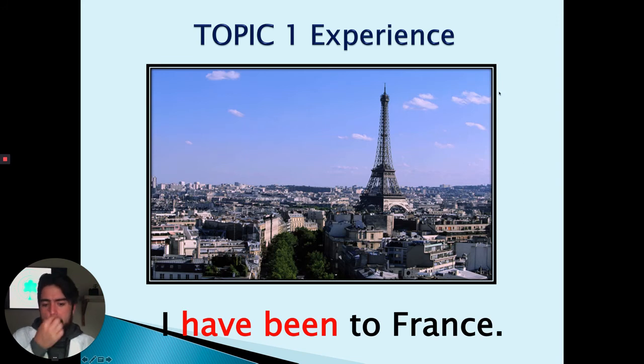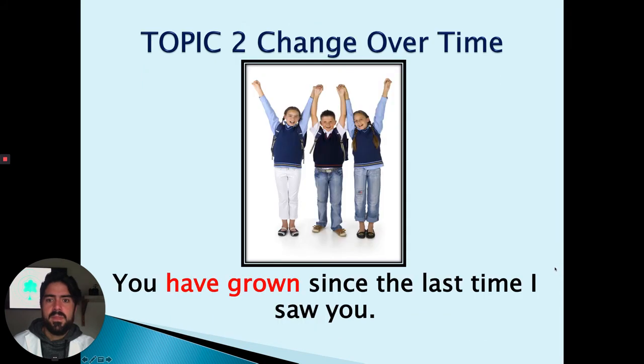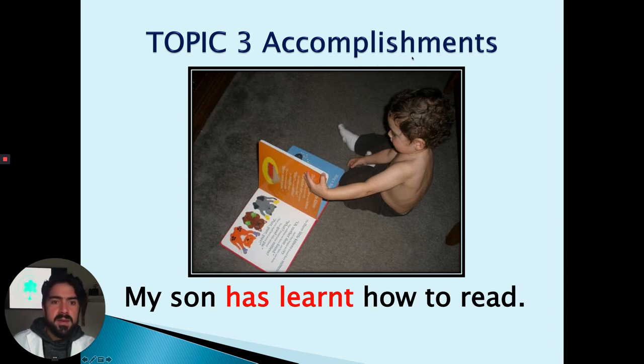Okay, so we can use present perfect to talk about experiences. For example, I have been to France. Or changes over time. You have grown since the last time I saw you. Long time no see. Or maybe with accomplishments. My son has learned how to read. And this is beautiful. Okay, can you see? My son is he. So I use has.